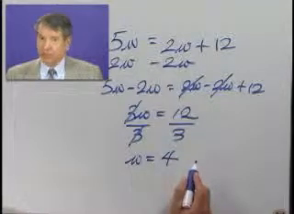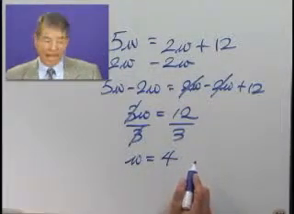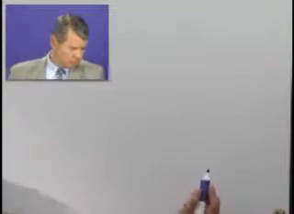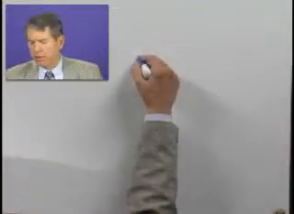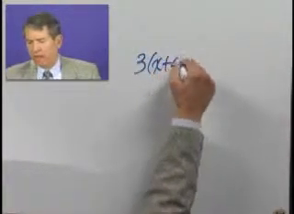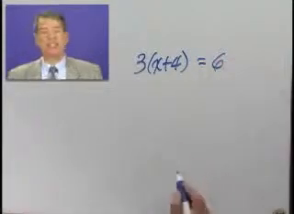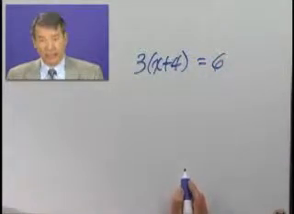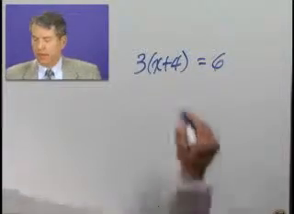Sometimes you not only have the variable on both sides, you also have parentheses. That's when you use the distributive property. So, one more example. Suppose I have 3(x plus 4) equals 6. The parentheses are causing me trouble. I can't proceed until I get rid of them.